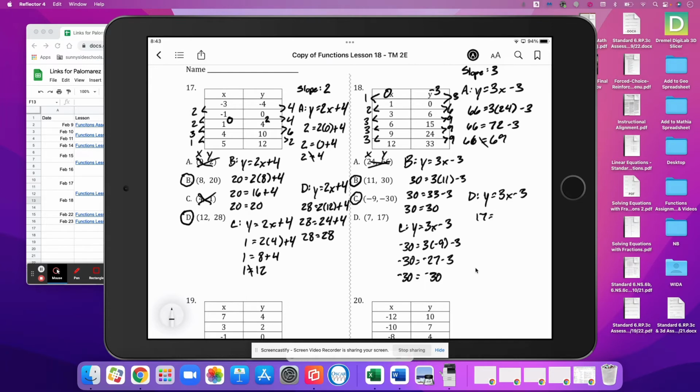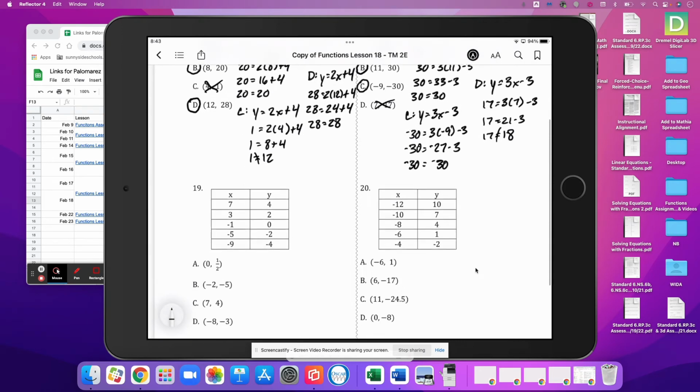17 is equal to 3 times 7 minus 3. We don't think this one's going to work, but we'll see. 17 equals 21 minus 3. 17 equals 18. The answer there is no. Those are not equal, so that does not satisfy the function.